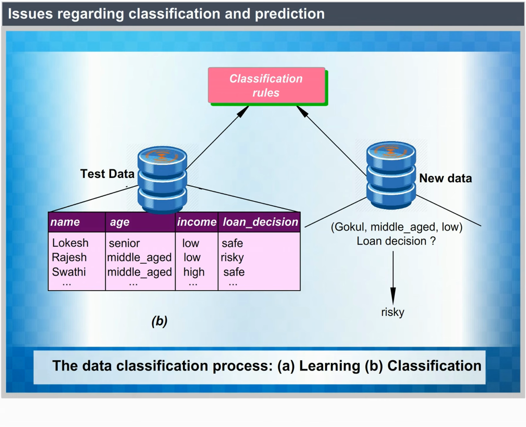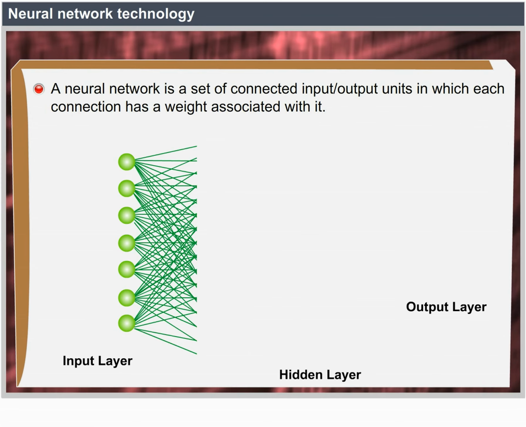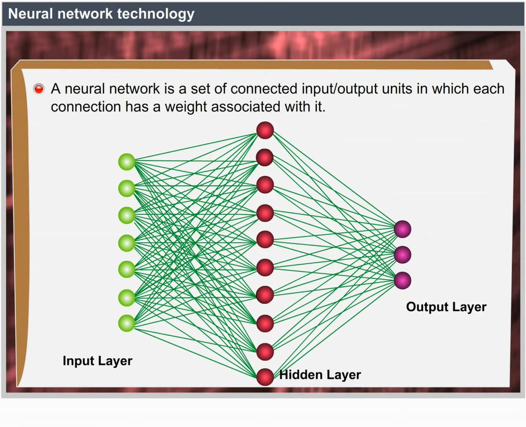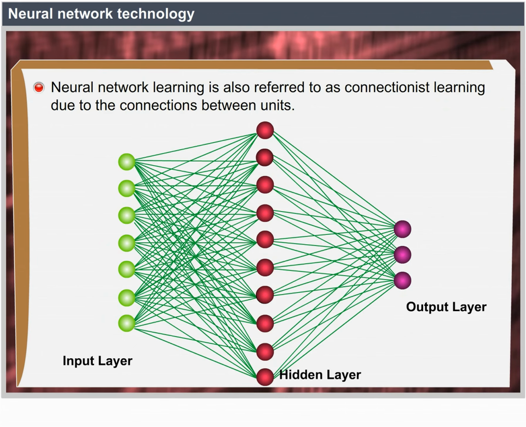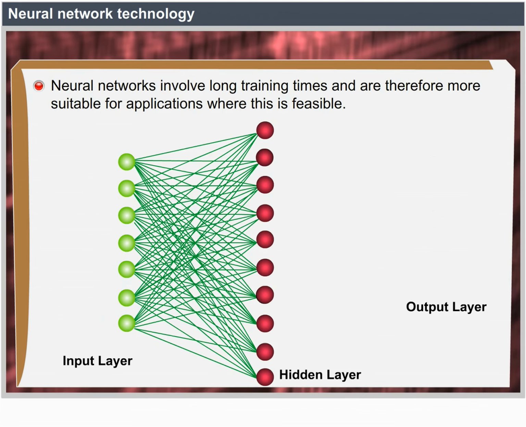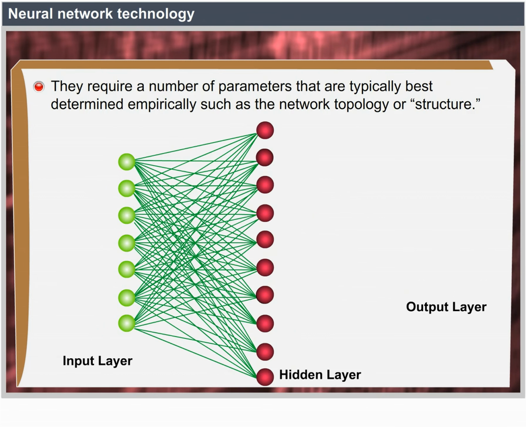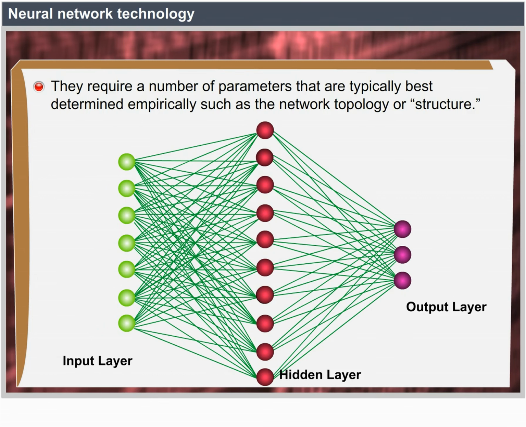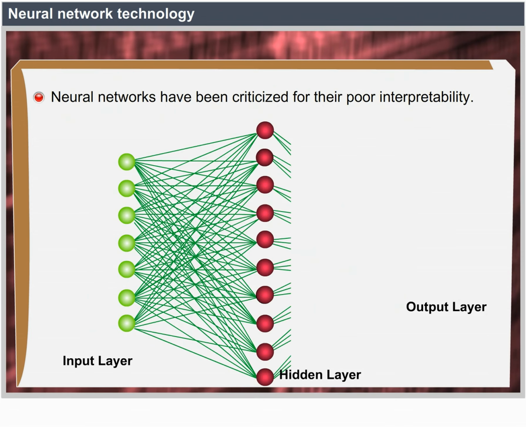Neural network technology. A neural network is a set of connected input-output units in which each connection has a weight associated with it. Neural network learning is also referred to as connectionist learning due to the connections between units. Neural networks involve long training times and are therefore more suitable for applications where this is feasible. They require a number of parameters that are typically best determined empirically, such as the network topology or structure. Neural networks have been criticized for their poor interpretability.